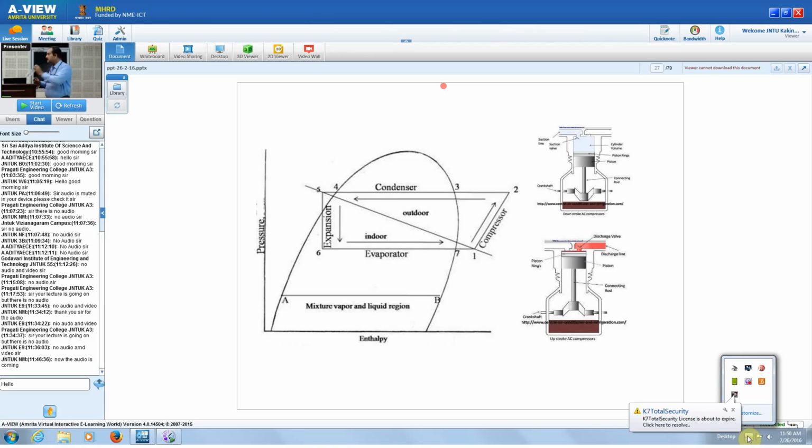Right? Somewhat is the liquid side. That is called subcooling also. From here to here, it is called subcooling. And here to here, it is a superheated region.